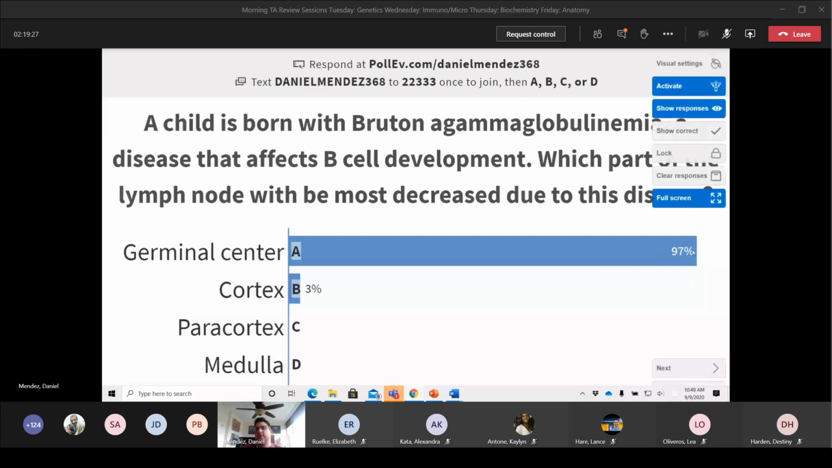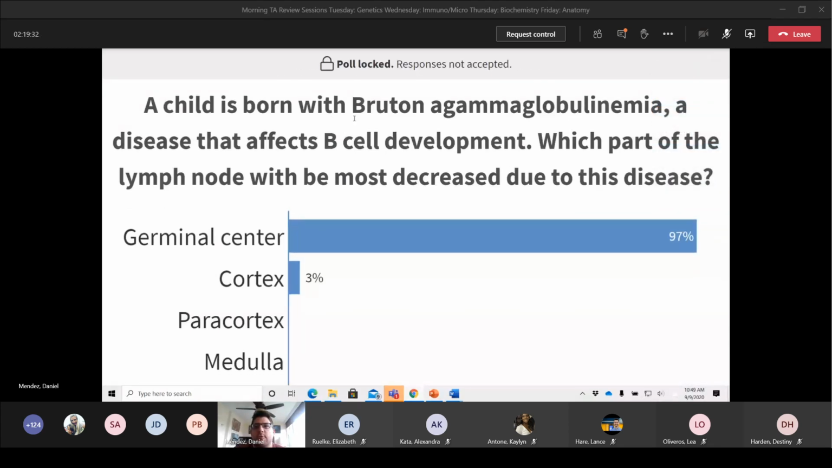All right, I'm going to lock this one up now. So a child is born with Bruton agammaglobulinemia, a disease that affects B cell development. Which part of the lymph node will be most decreased due to this disease?